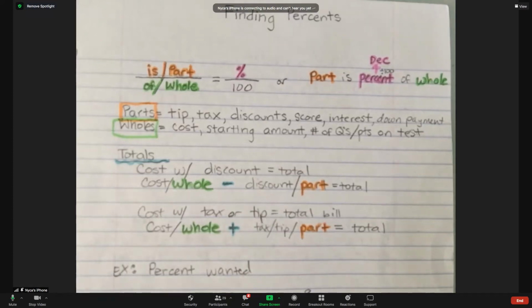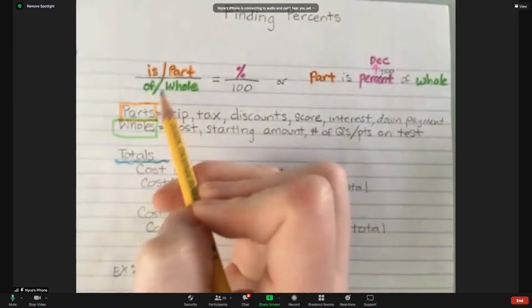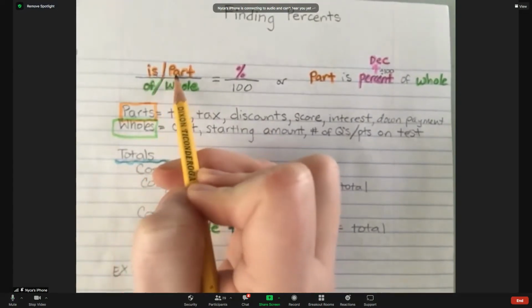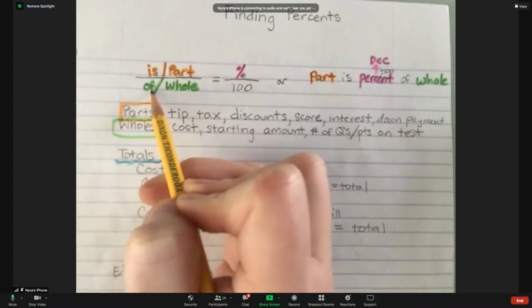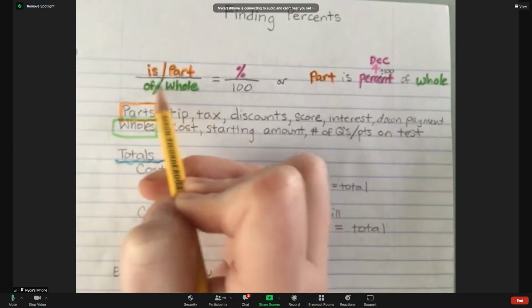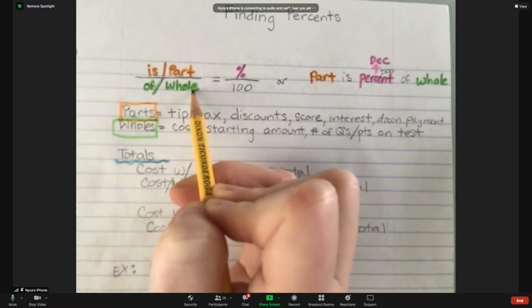All right, so finding percents. You're going to have basic problems that give you exactly the numbers that you need, or you're going to have word problems. So usually, if you find the word is, that is the part. And if you see the word of in a sentence, that usually pertains to the number that means the whole amount.